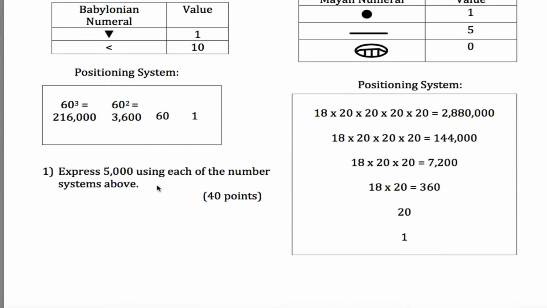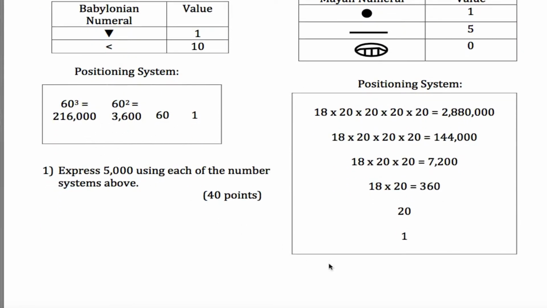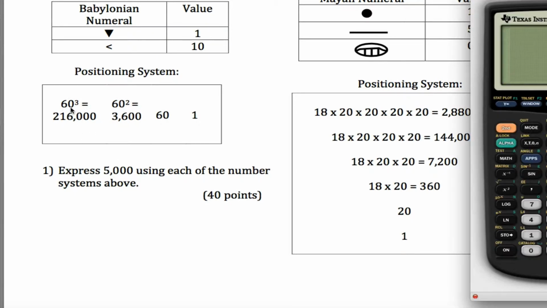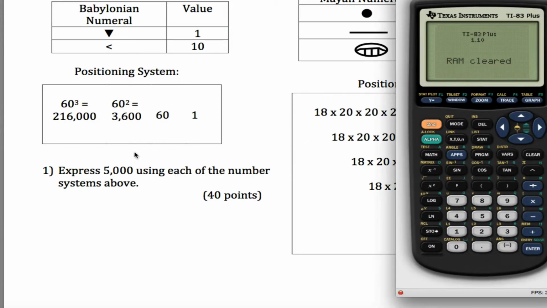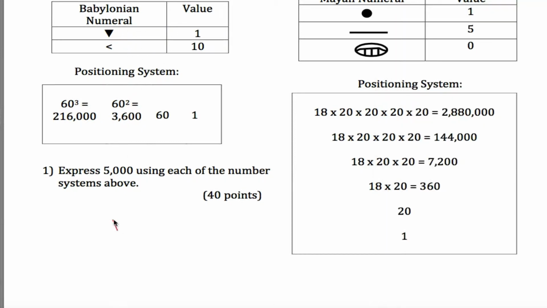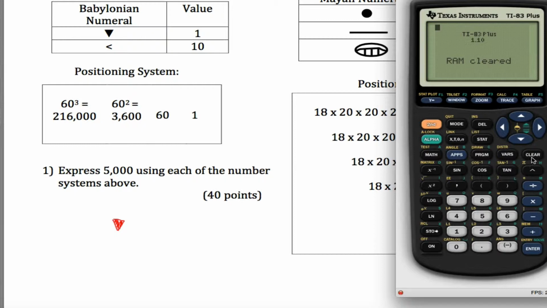So maybe first over here in the Babylonian, we first want to consider our positioning. And I might need a calculator for this, so let me pull one out. So we want to use up 5,000. Well, 216,000 is way too big, so we won't want anything in this position here. But 3,600 will help. And in fact, exactly one 3,600 will help. So what I want is 1, which is this little triangle thing, in that position. And that uses up 3,600 of the 5,000.